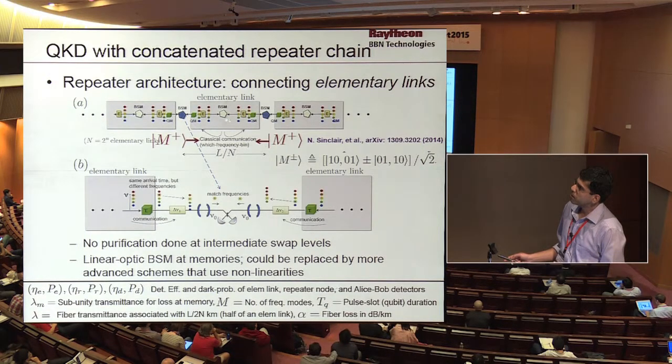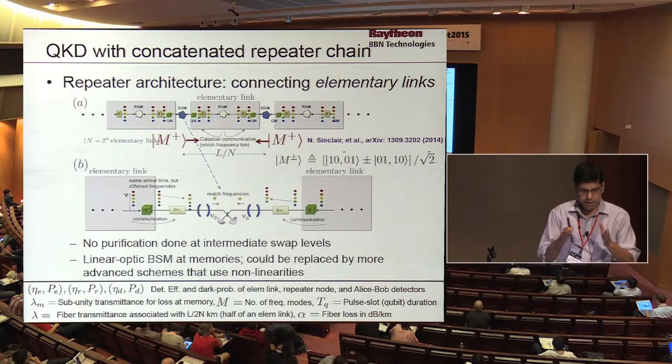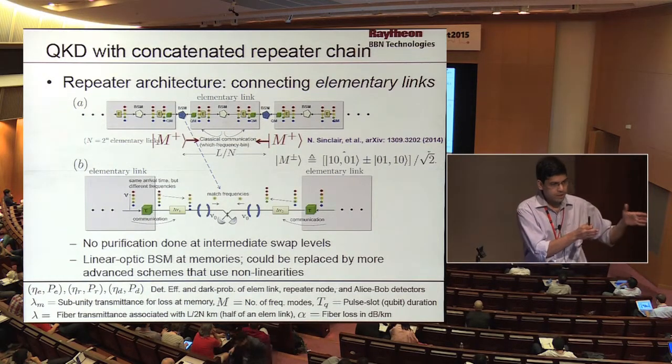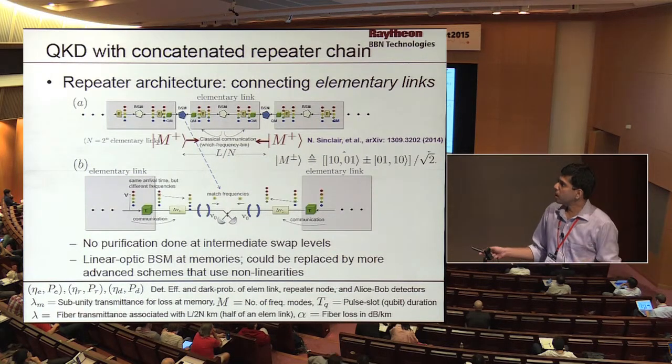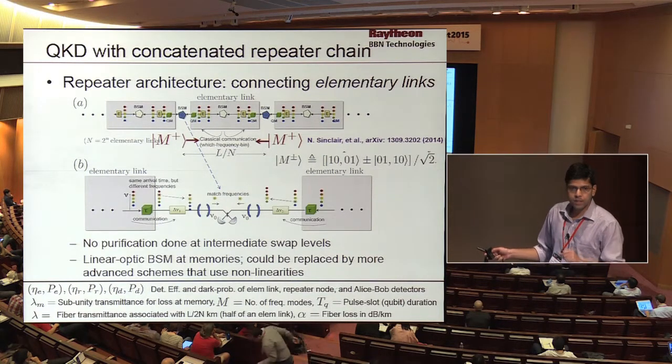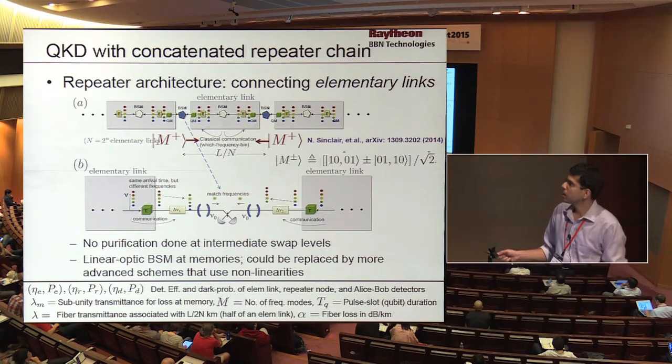Okay, so the repeater architecture is basically something that looks like this. You have what's called an elementary link, the shaded region here, and you have quantum memories. So you have a certain distance, and you put quantum memories in there, and between two quantum memories, or a quantum memory and the end, is what we call an elementary link. In the middle of an elementary link is a Bell state measurement. This is a linear optic Bell state measurement, which has a success probability of half if everything is perfect.